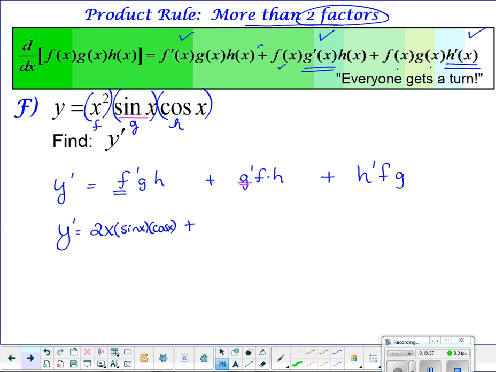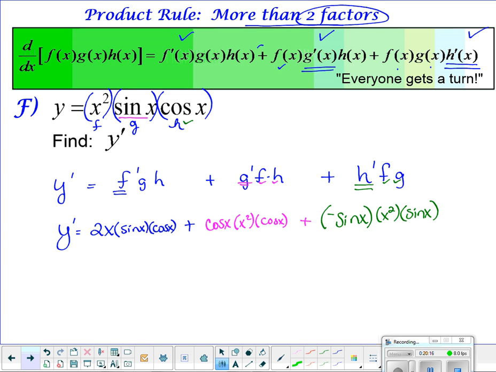The derivative of sine is cosine x. Multiply it by f and h. F is x squared. H is cosine x. On to the third and final term. This time I get to take the derivative of the very last expression there, the cosine. And the derivative of cosine, remember, is negative sine x. And I multiply it by f and g. F was x squared, g was sine x.